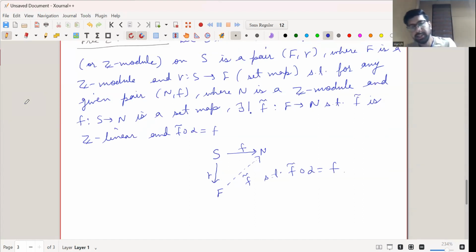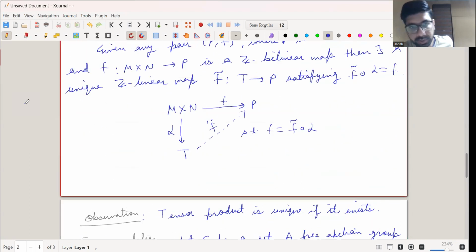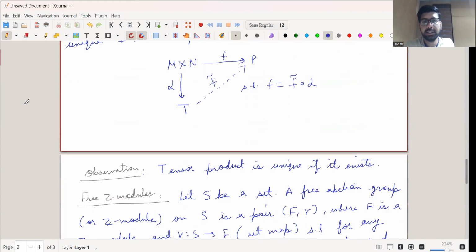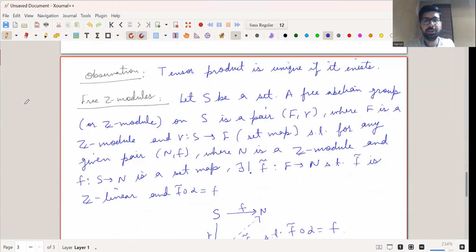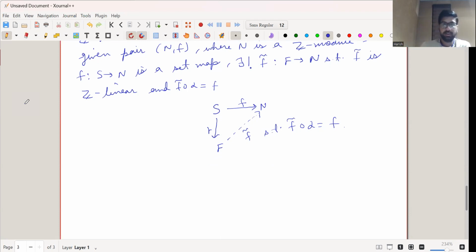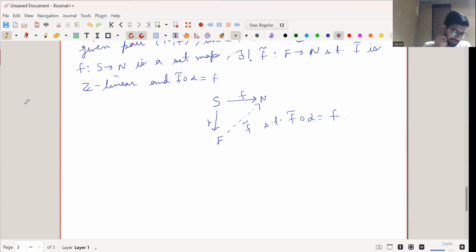Now we said that we defined the tensor product, and then we said that if it exists, then it must be unique. Now we will show that the tensor product of any two modules actually exists. But before that, let me just give the existence of this free module over S.